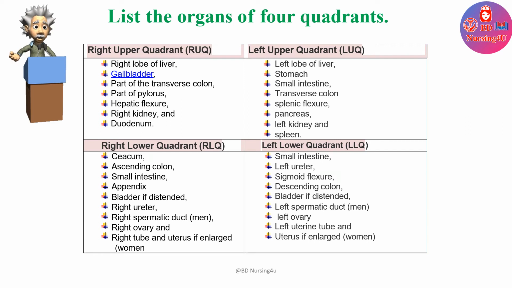Left lower quadrant, LLQ: small intestine, left ureter, sigmoid flexure, descending colon, bladder if distended, left spermatic duct for men, left ovary for women, left uterine tube and uterus if enlarged for women.